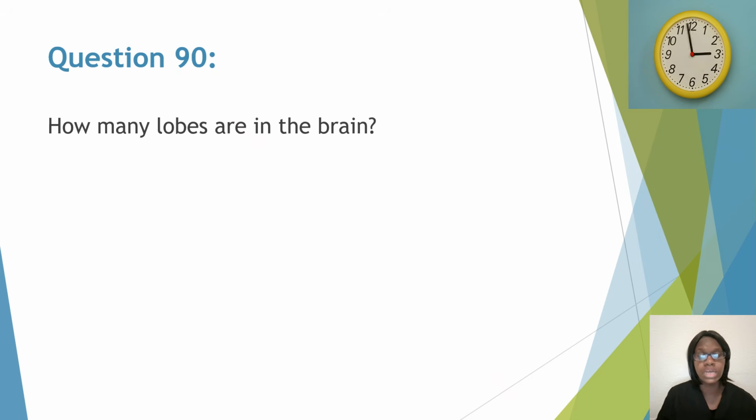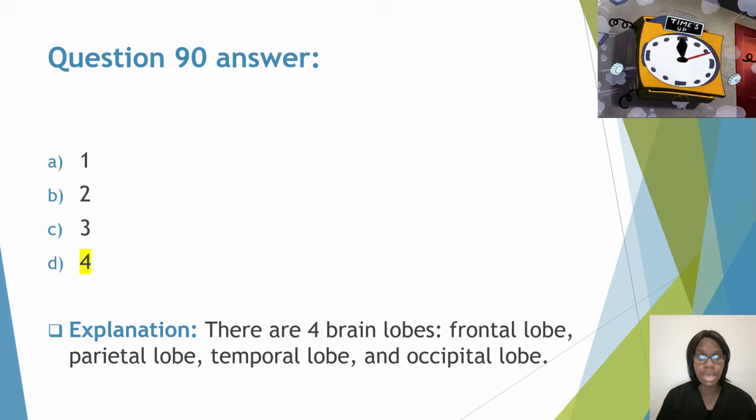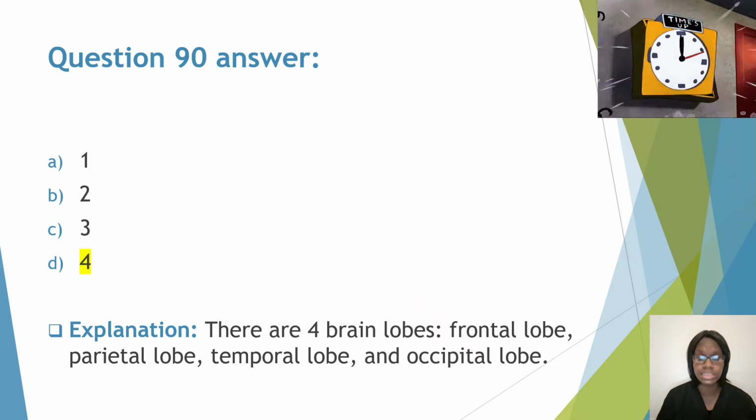How many lobes are in the brain? A, 1, B, 2, C, 3, D, 4. All right, the correct answer is D, 4. You have your frontal lobe, parietal lobe, temporal lobe, and occipital lobe.